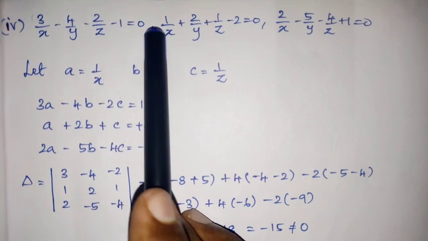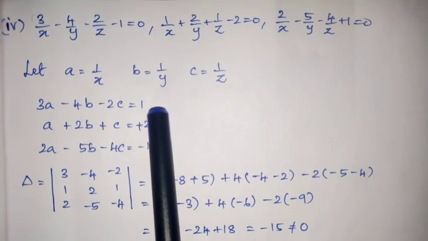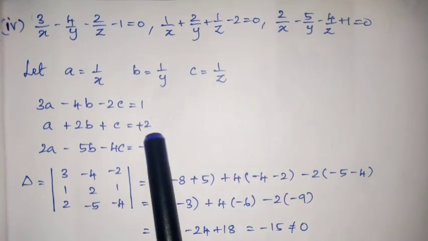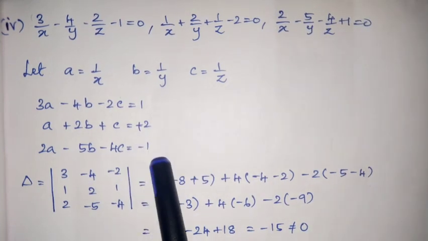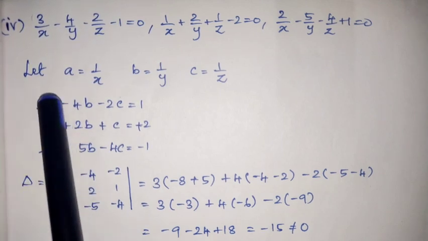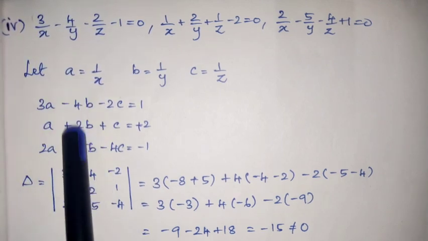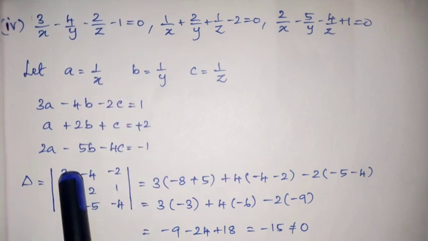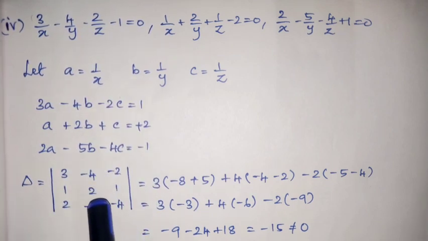Take this minus 1 to the right hand side, it becomes plus 1. Similarly, this 2 to the right hand side, which is plus 2, and 1 to the right hand side, which is minus 1. And now you know how to write the del. Del is nothing but coefficient of a, b and c. So 3, 1, 2, minus 4, 2, minus 5, minus 2, 1, minus 4. And you know how to expand the determinant.